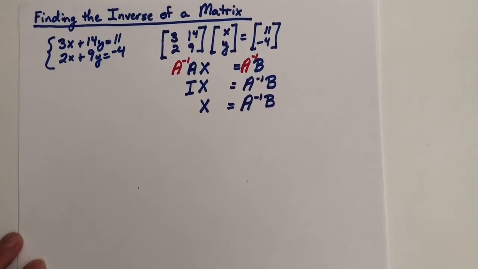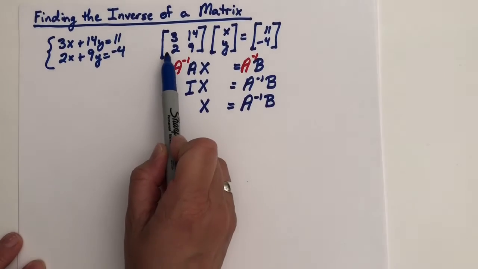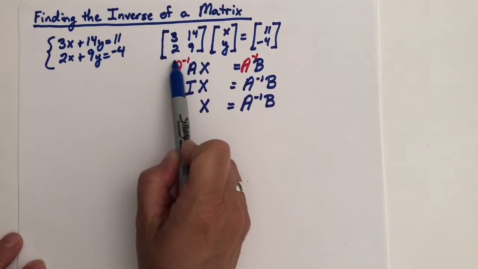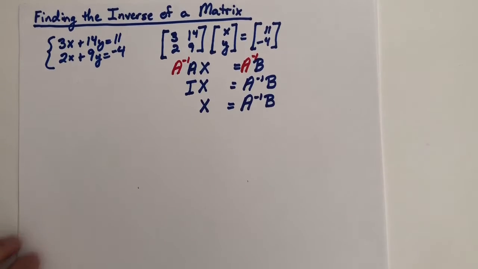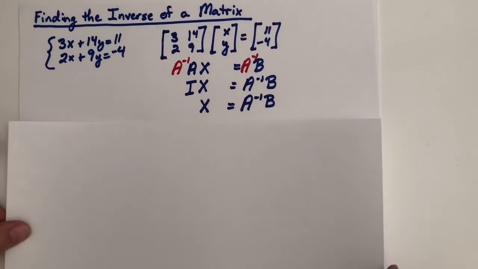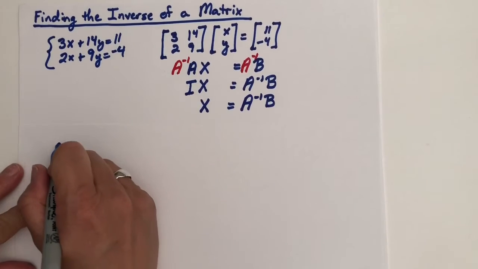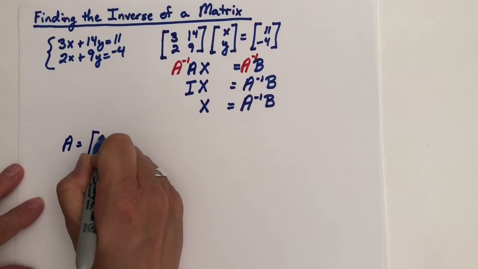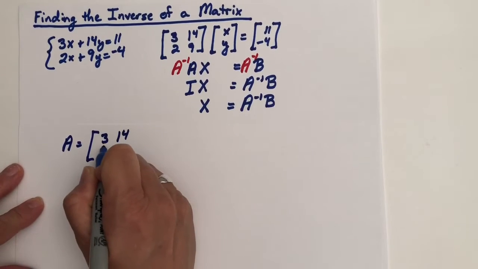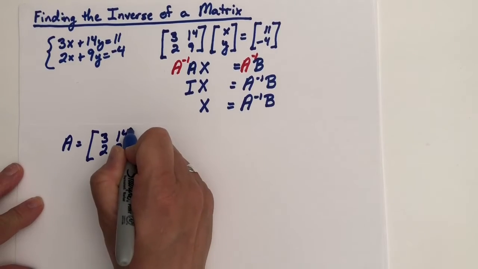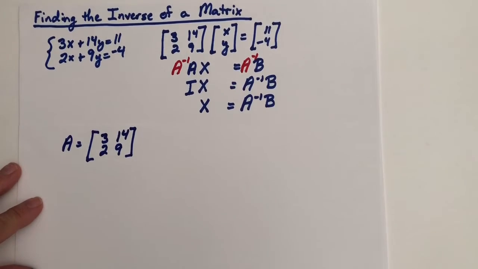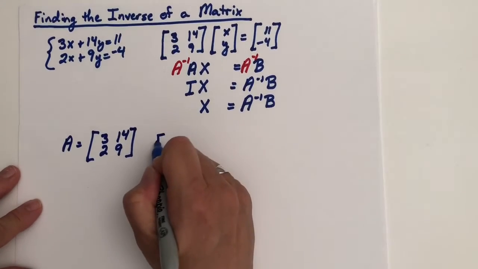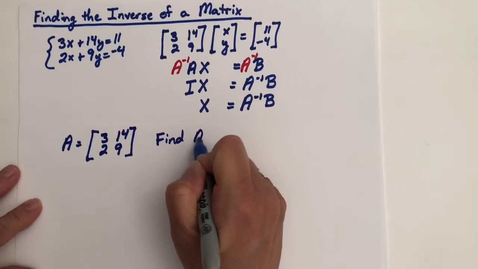So what we're going to do now is find the inverse of 3, 14, 2, 9. So let's start that on another piece of paper. Here it is. A equals 3, 14, 2, 9. And we're going to find A inverse.